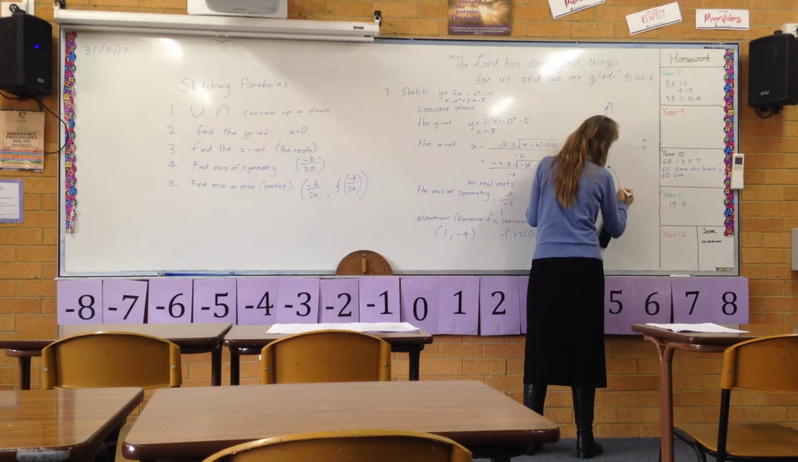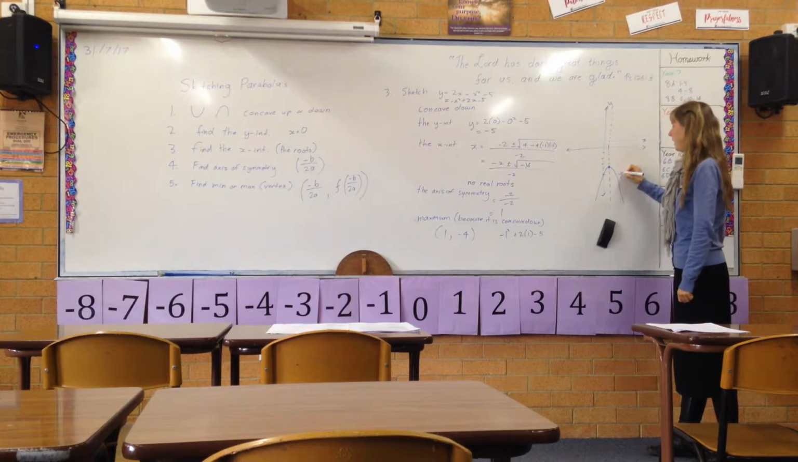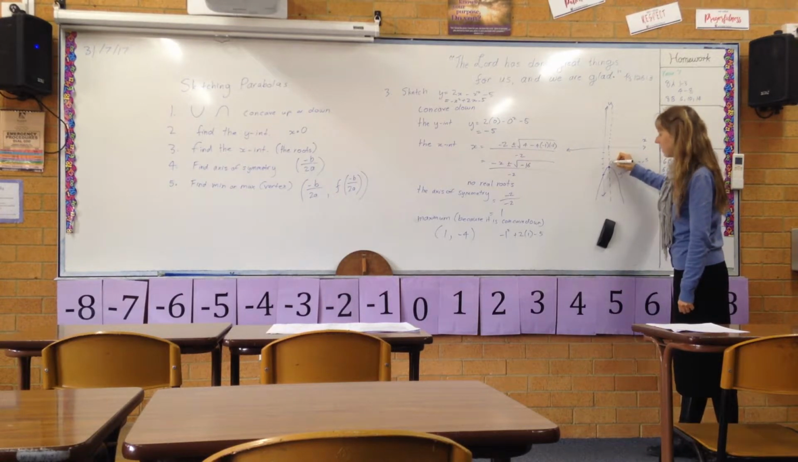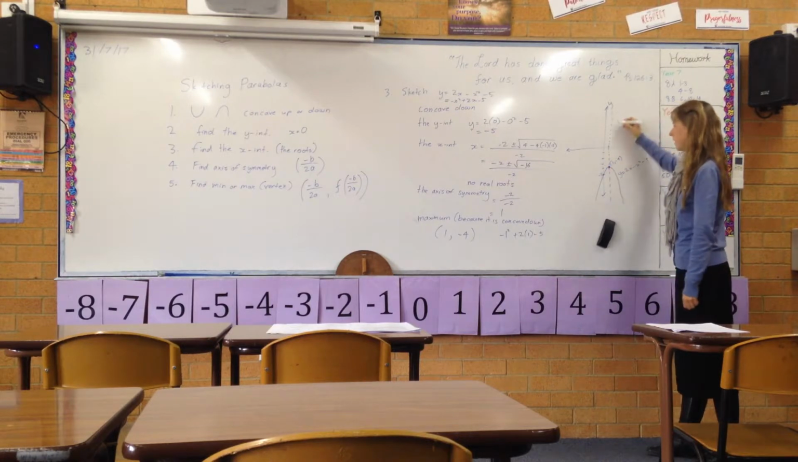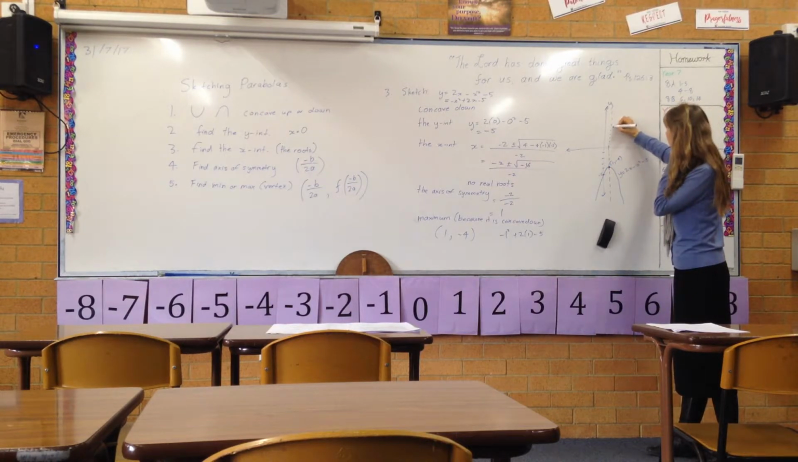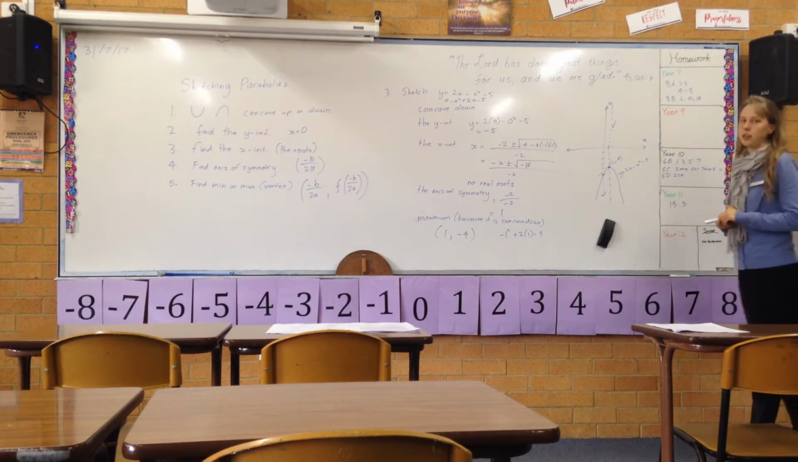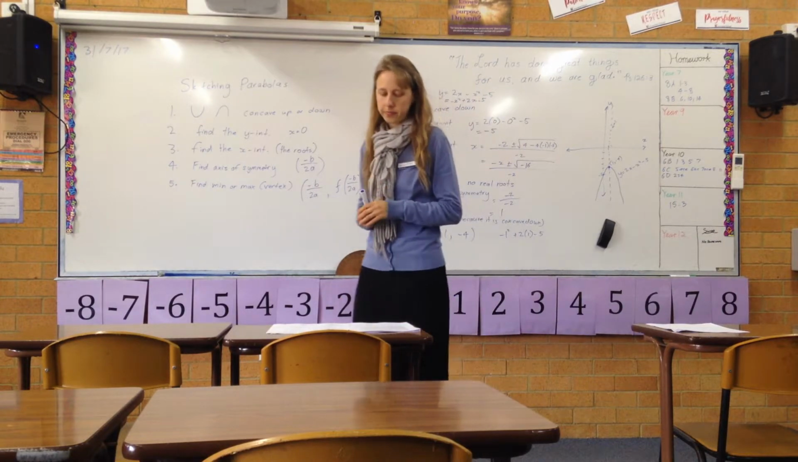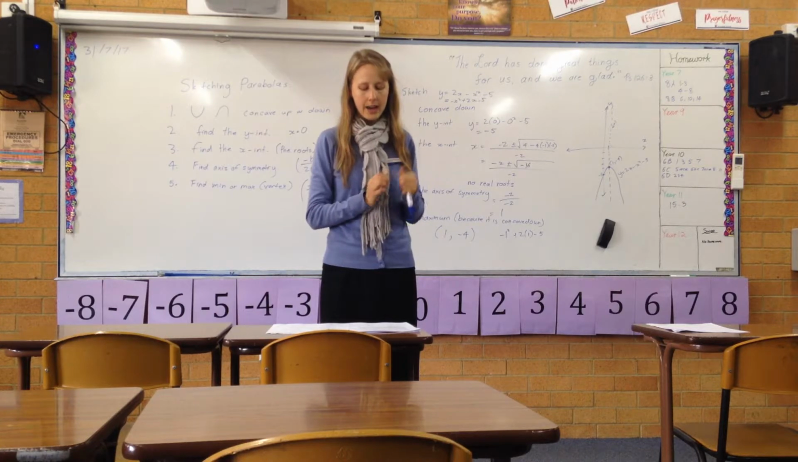What's it going to look like? So y equals 2x minus x squared minus 5. My maximum point here is 1, minus 4. Crosses there at minus 5. This axis of symmetry, x equals 1. And there I have it. That makes sense? Yeah? Okay.